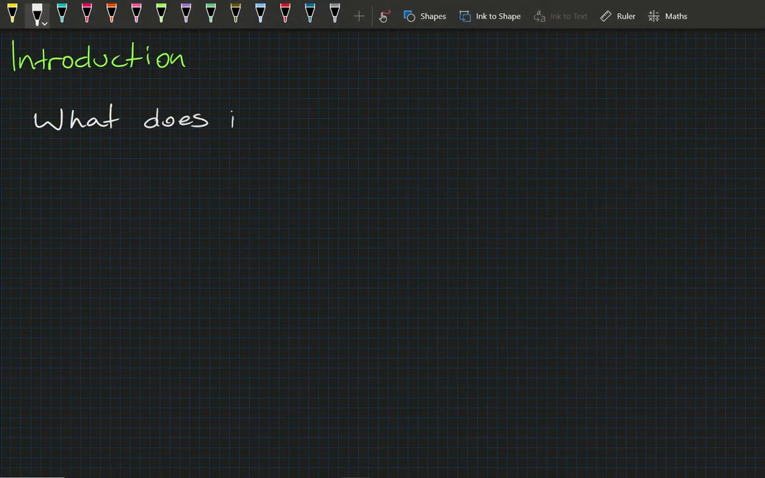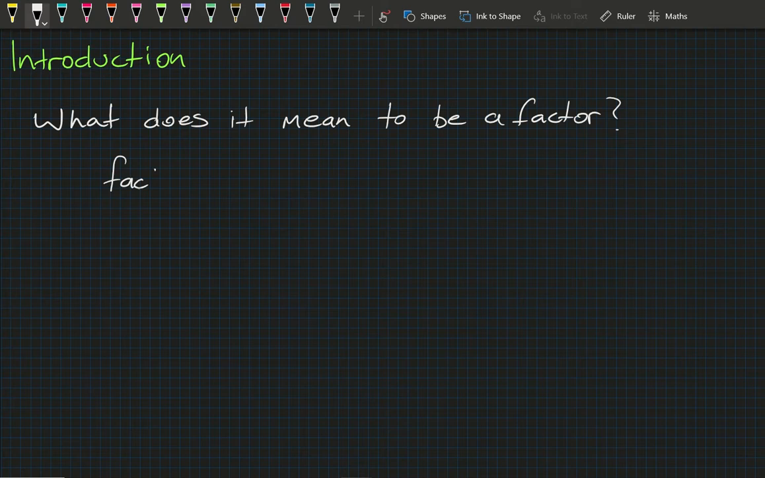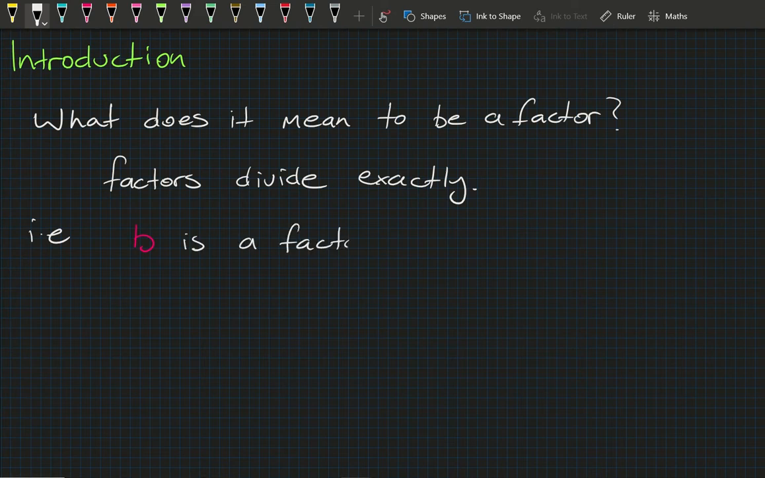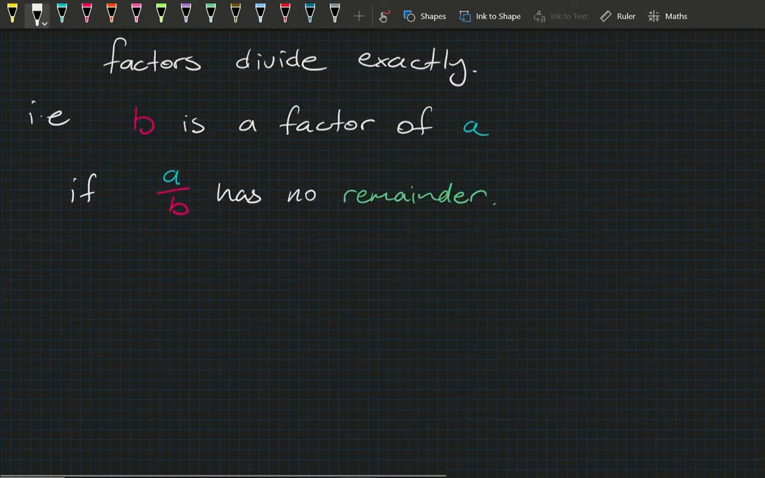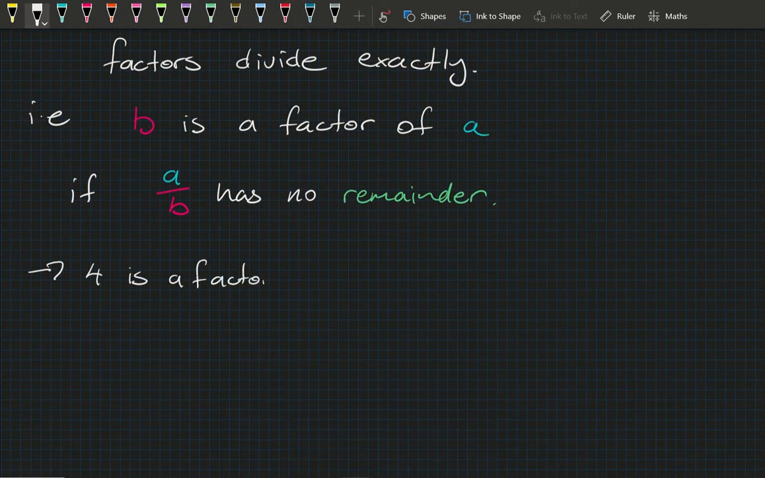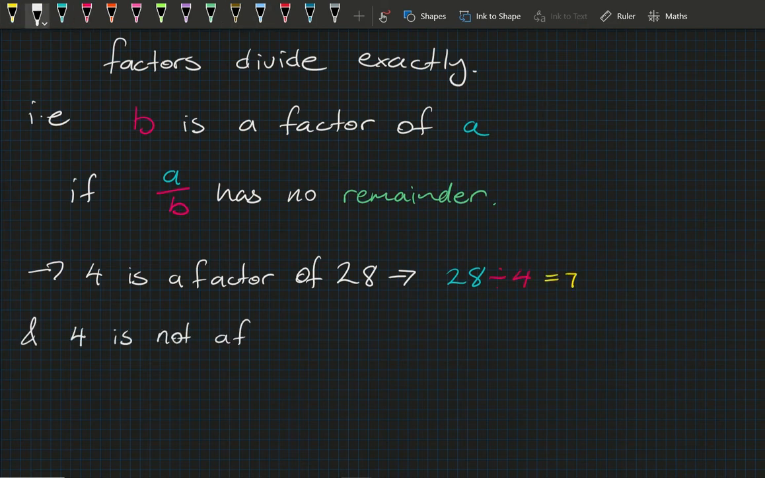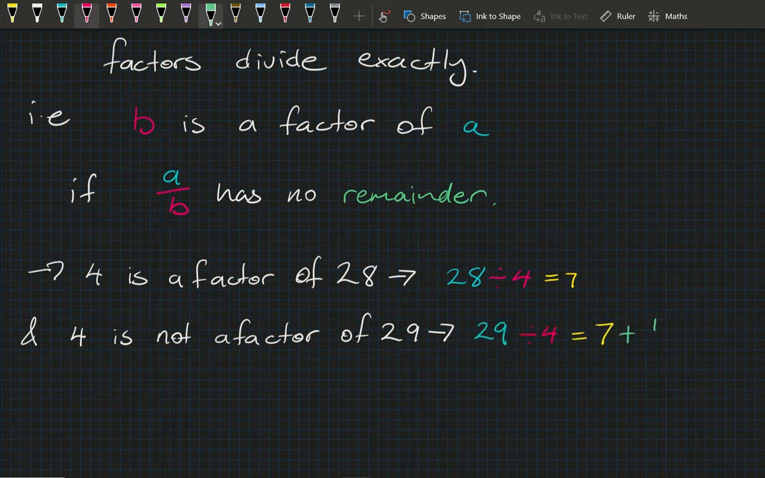So, what does it mean to be a factor? Well, a factor is something that divides exactly into something else. What we mean by that is B is a factor of A if A divided by B has no remainder. In very simple terms, 4 is a factor of 28 because 28 divided by 4 is 7. And 4 is not a factor of 29 because 29 divided by 4 is 7 plus a quarter.